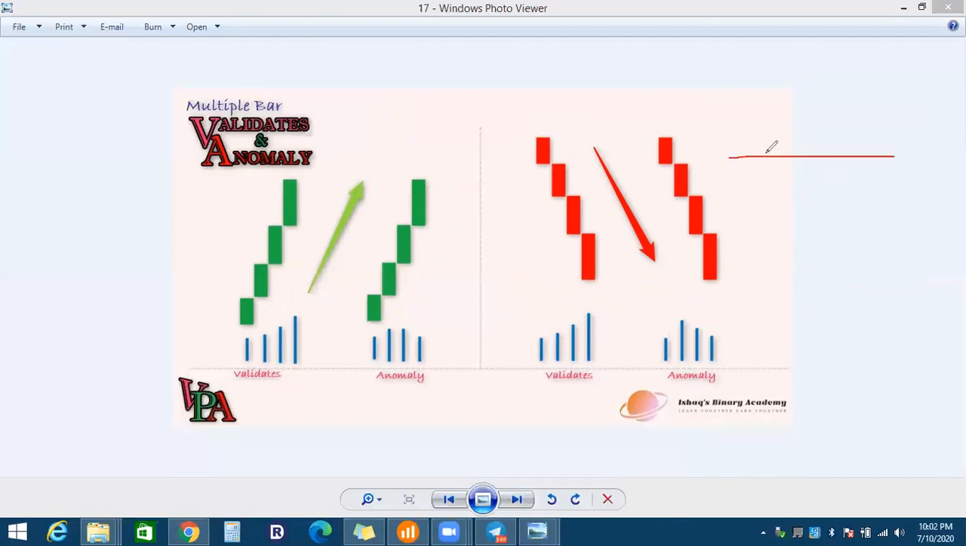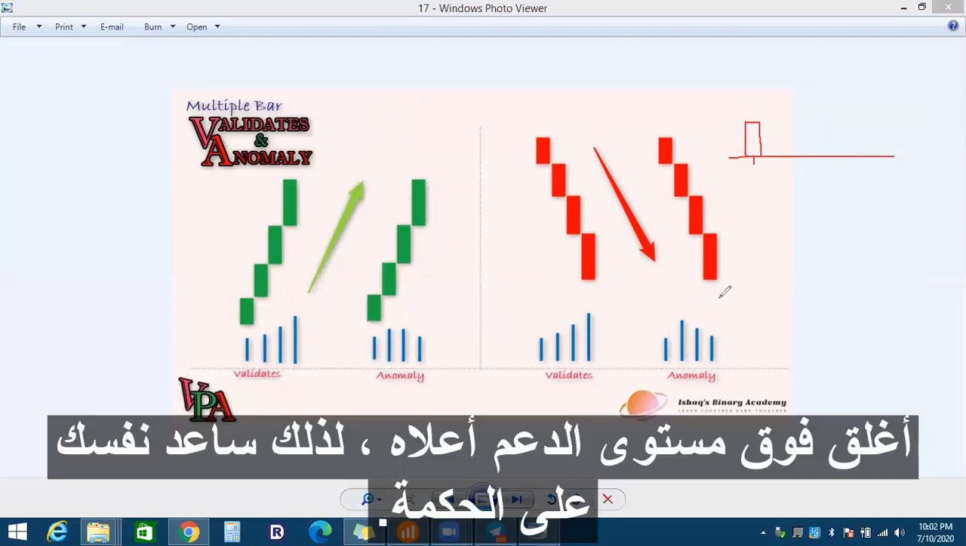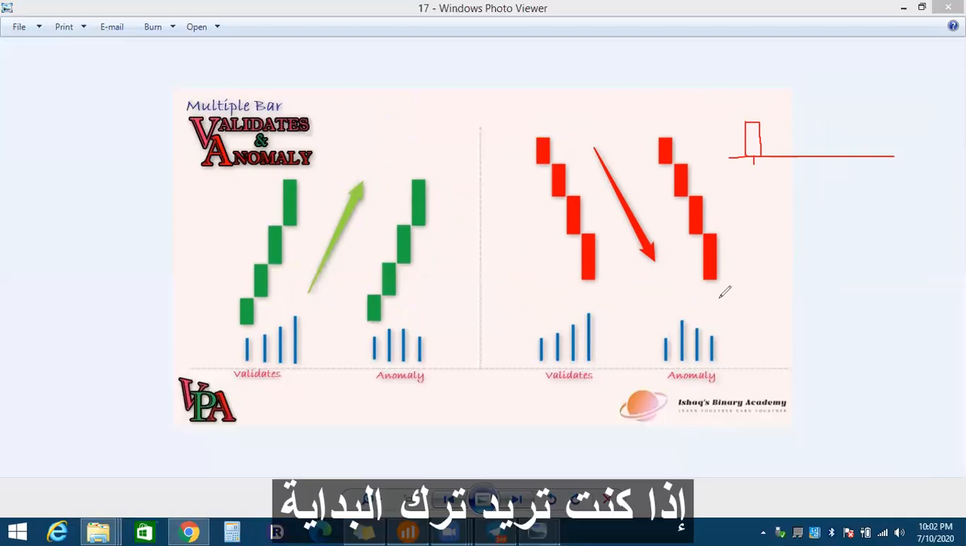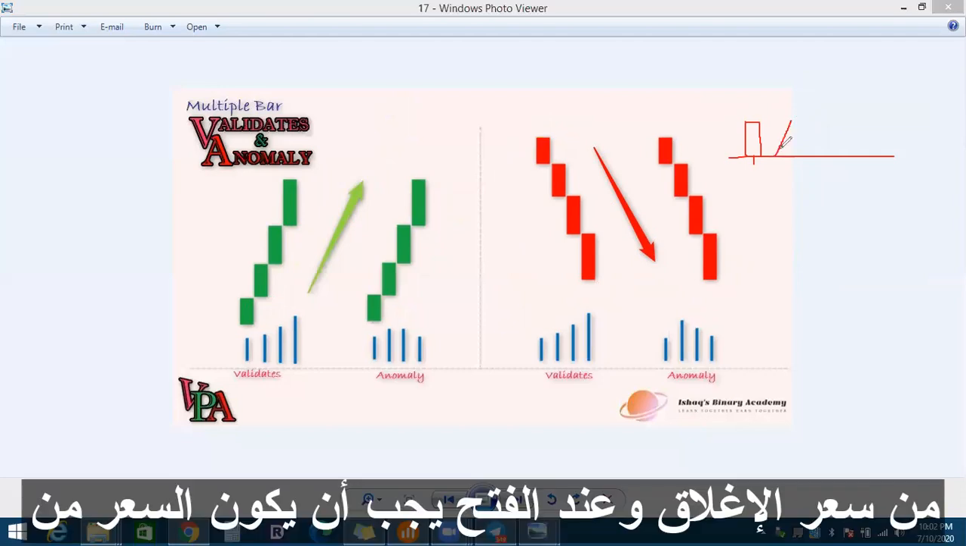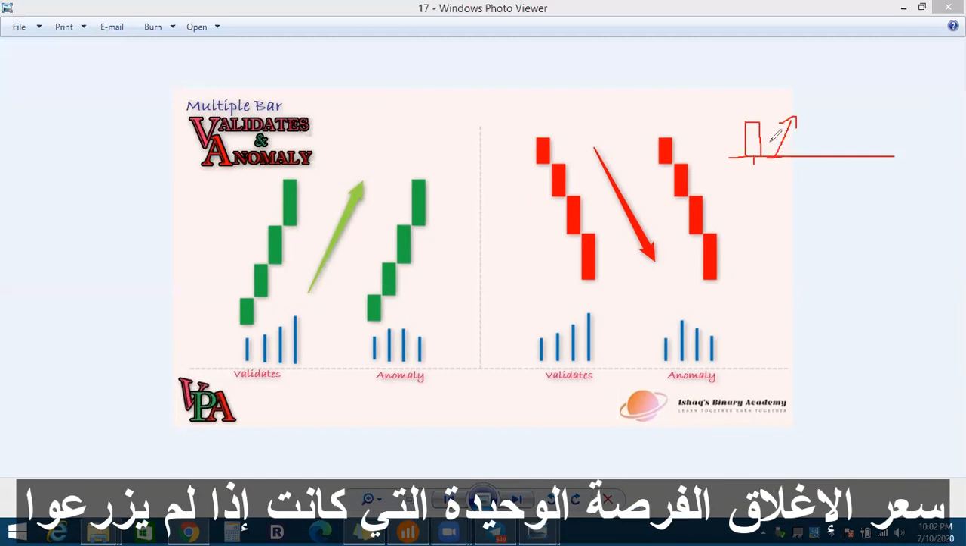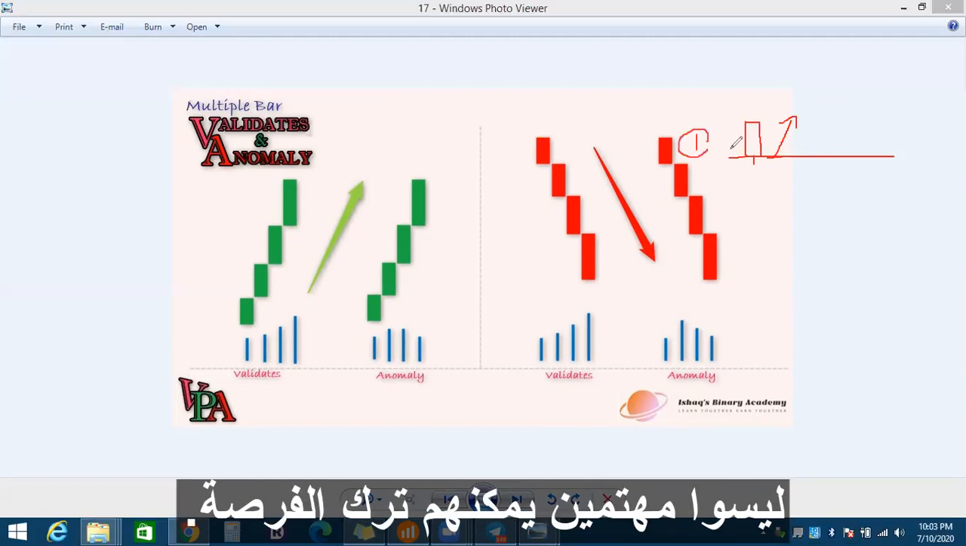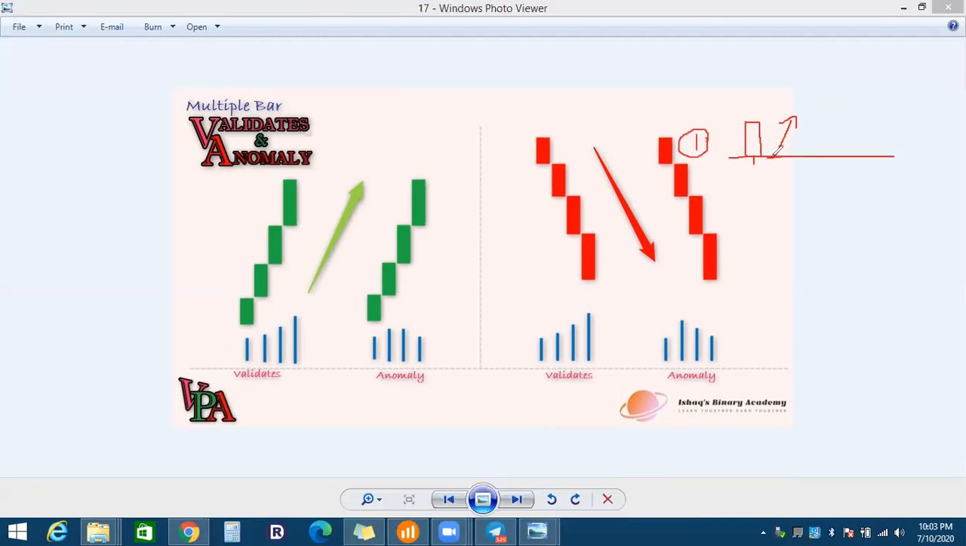When the sellers close above the support level, the sellers have two choices. If they want to leave, the buyer will start from the closing price, and the new opening price must be from the closing price. The one opportunity is that if they are not interested, they can leave the opportunity and the buyer can start from here.